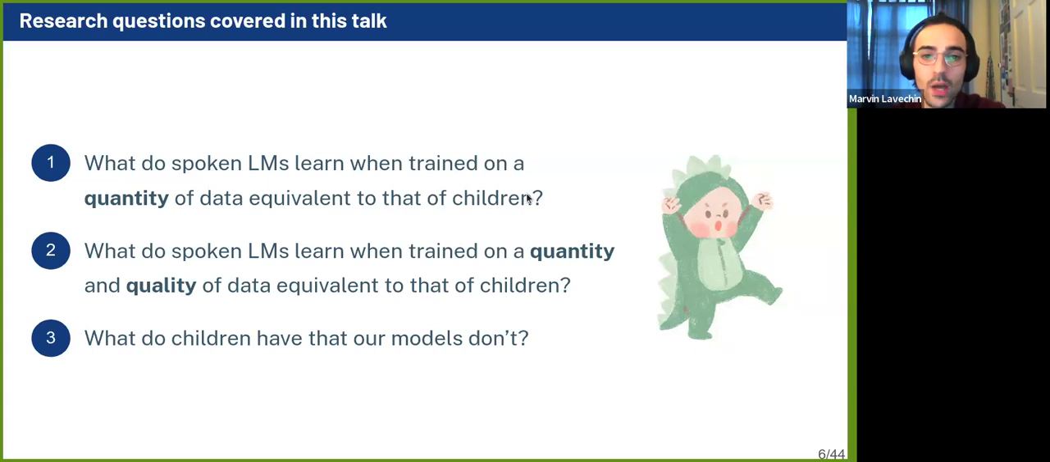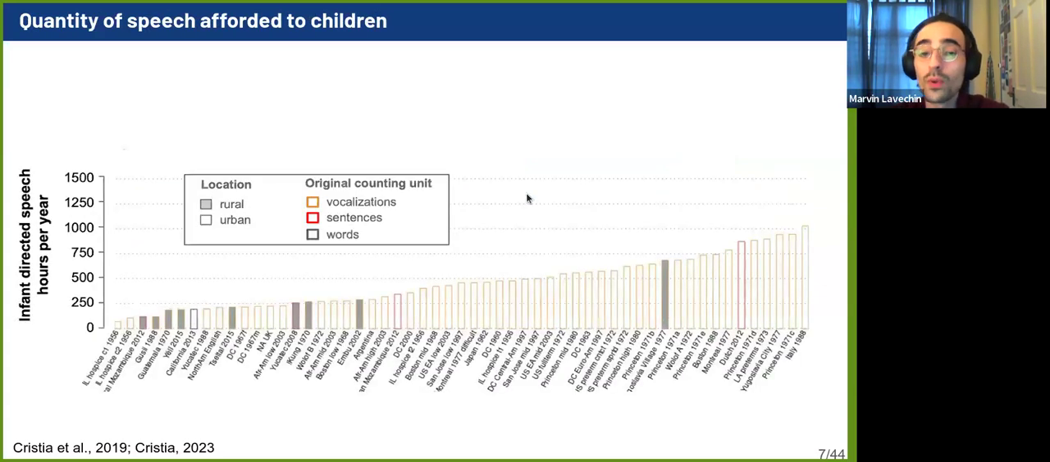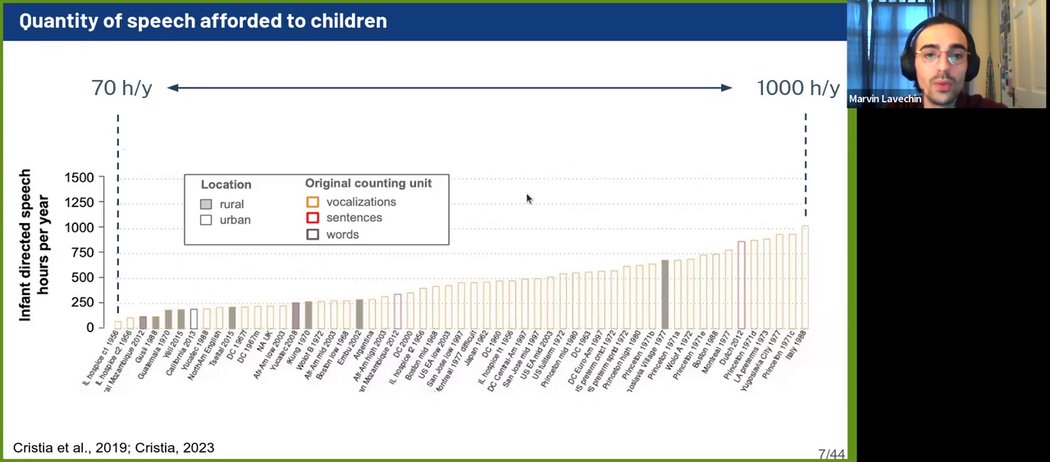And finally, I will ask, what do children have that our models don't? Before we begin, it's important to have a rough idea about the quantity of speech children receive. Here you have the distribution of estimates of the yearly quantity of infant-directed speech, and these vary quite a lot, with infants receiving up to 1,000 hours of infant-directed speech per year, and others receiving only up to 70 hours per year.